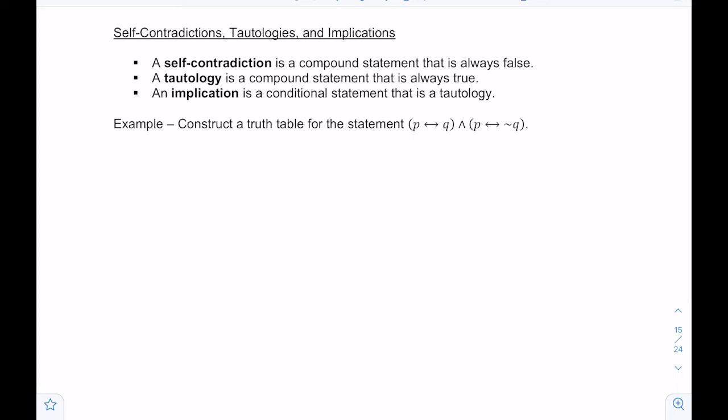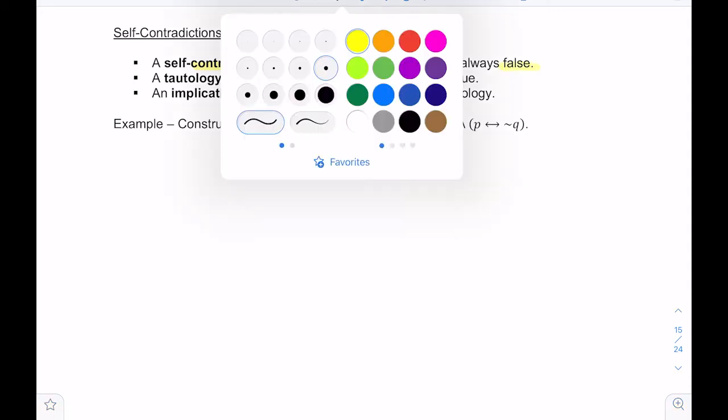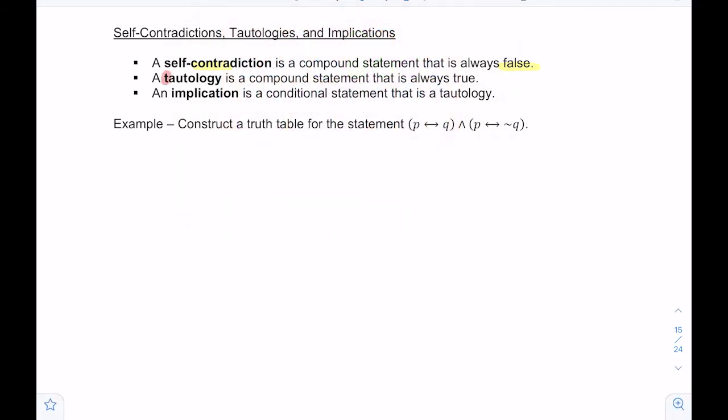The last thing we're going to talk about in this section are three topics called self-contradiction, tautology, and implication. So in self-contradiction, we have a compound statement that's always false. Think about what the prefix contra means, or even the word contradiction. Contra means against, so it means against what someone's saying, so it's false. A tautology is always true. So an easy way to remember that is T for tautology, T for true.